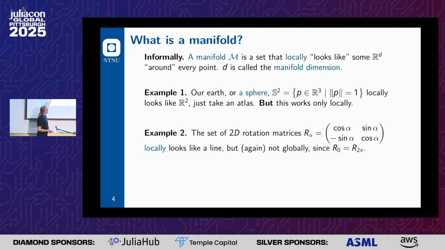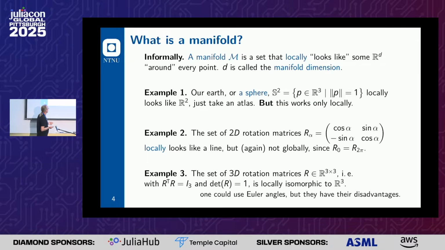The second example would be 2D rotations. I try to stick with the easiest ones. Locally, I can just change my rotation angle a bit, so that's nearly a line. But if I rotate by 2 pi, I'm back at my starting point, so that's definitely not the real line that I'm facing.